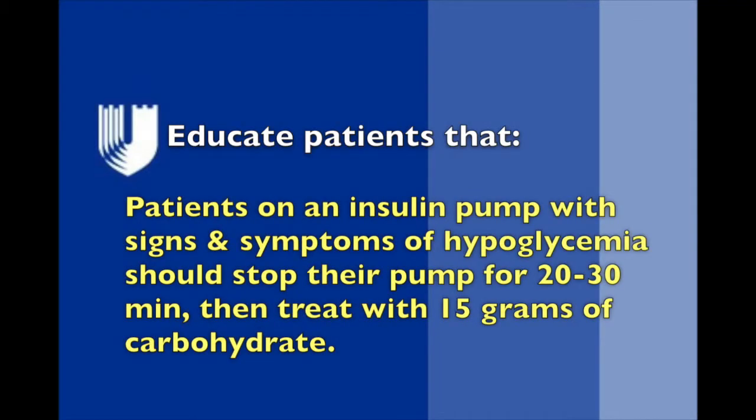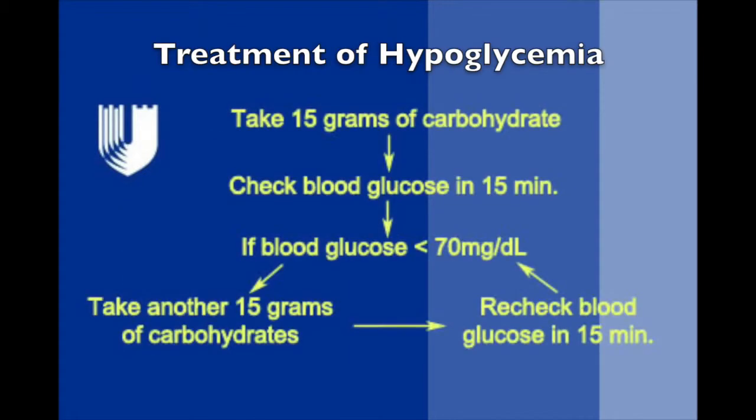If the child is alert but groggy due to hypoglycemia, then 1 tube of glucose gel, which is equivalent to 15 grams of carbohydrate, can be smeared along the gums for rapid absorption of sugar. Advise patients on an insulin pump that they should stop their pump 20 to 30 minutes before treating with 15 grams of carbohydrate. After taking 15 grams of carbohydrate, the patient should wait 15 minutes to recheck their blood glucose.